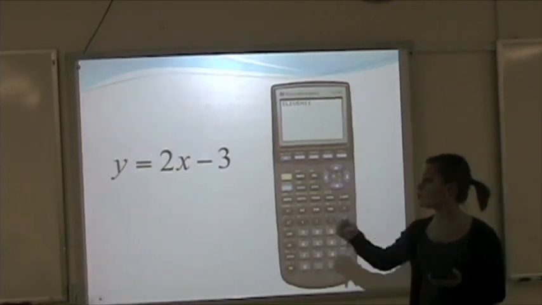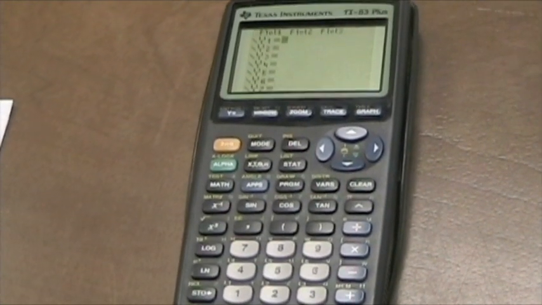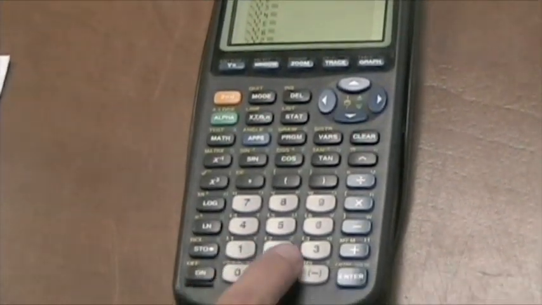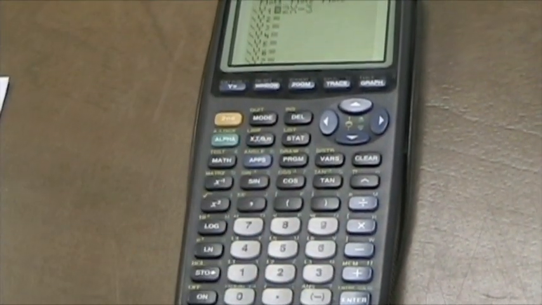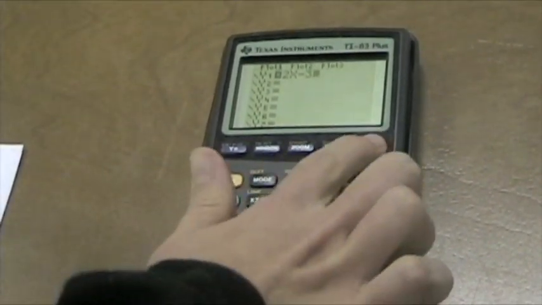We're going to start with the equation y equals 2x minus 3. We'll start with y equals and enter the equation into the calculator, remembering our variable's x key. So we have 2x minus 3. And since we set up our mode and viewing window already, all we have to do is press graph.